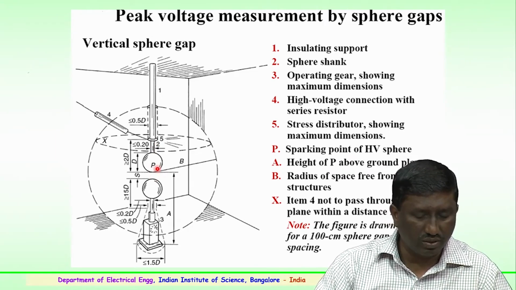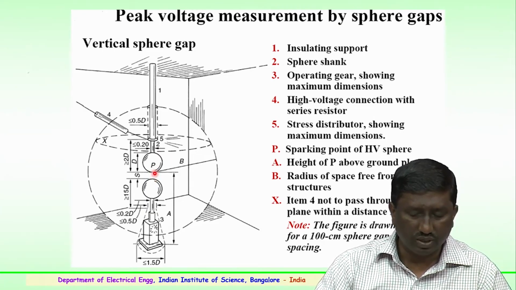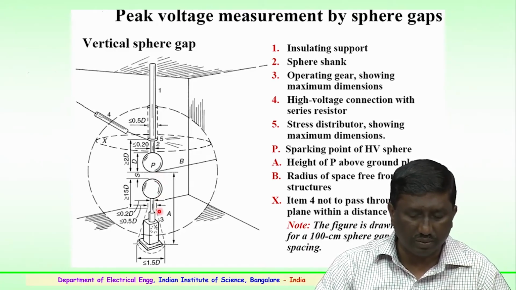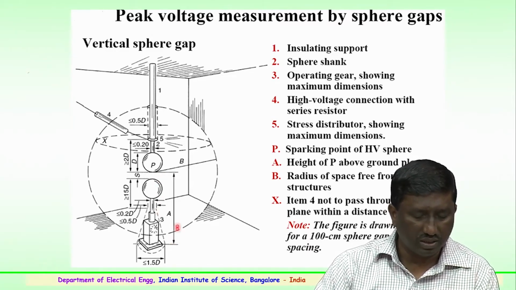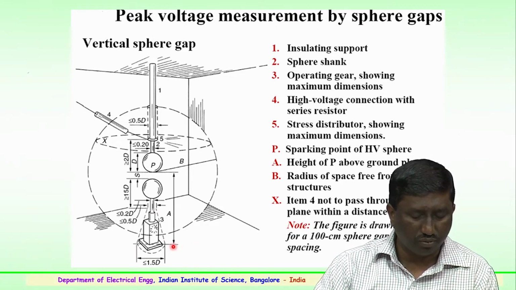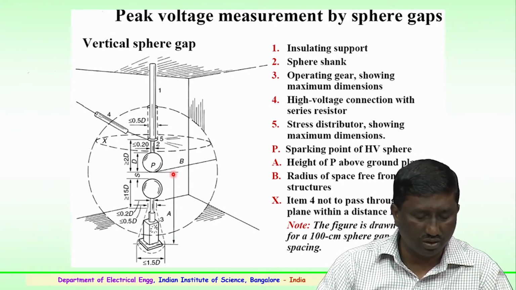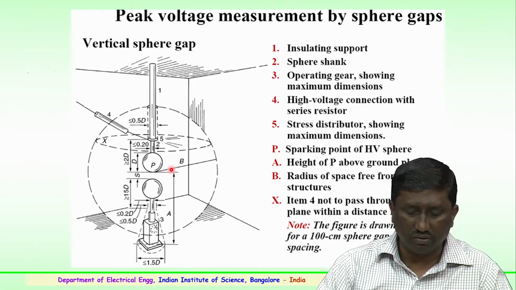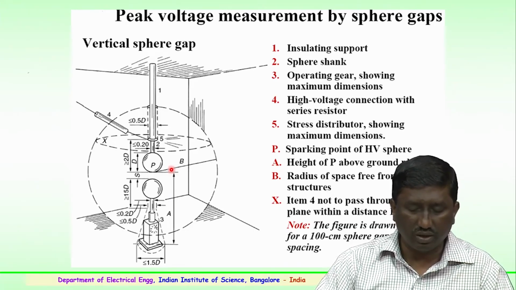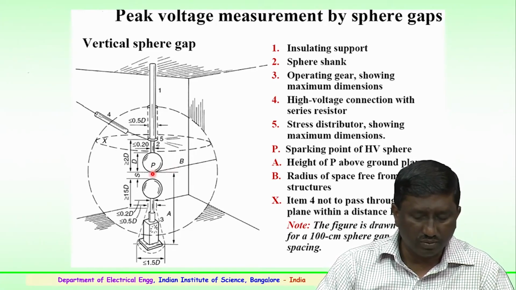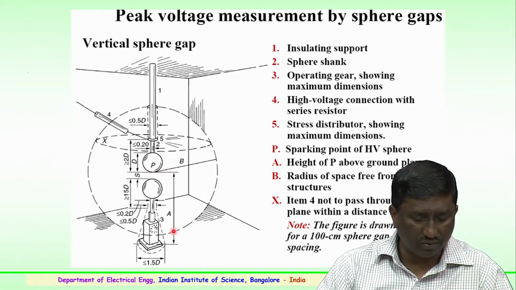You can see the point P here. P is the sparking point. When the voltage is applied, the spark occurs between these 2 points, so it is known as the sparking point in this sphere gap assembly. And from the ground plane is the distance A, which is fixed, or it could be adjusted as per the requirement. So, this shows the height of P, that is the point where the sparking could occur, from the ground.